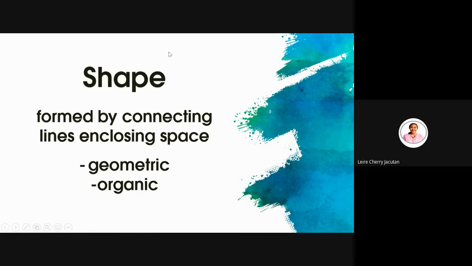So, second is yung shape. So, once na kinonect nyo yung two or more lines together and you enclose the space, you already create a shape. Now, there are two types of shape. We have geometric and organic.